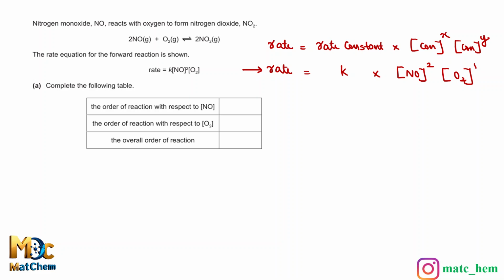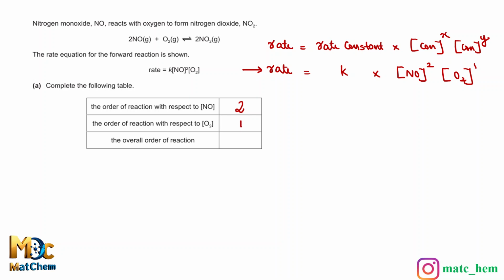So the first question is the order of the reaction with respect to NO. You can directly write it from the rate equation, that is NO raised to 2 means the order of the reaction with respect to NO will be equal to 2. What does it signify? If you double the concentration of NO, the rate of the reaction will become 4 times, because 2 squared is 4. In the same way, the order of the reaction with respect to oxygen will be equal to 1. What does it mean? If you double the concentration of O2, the rate of the reaction will become double.